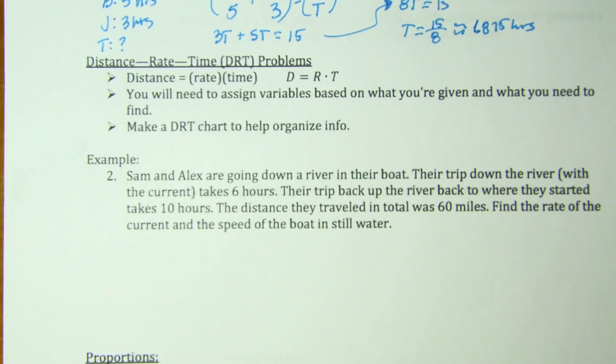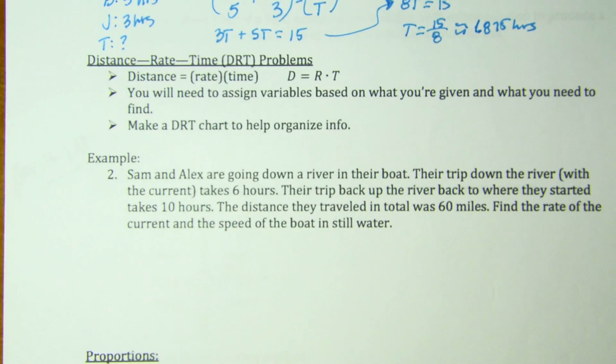Now the next type of word problem we're going to look at is called a distance rate time problem. And this is probably one of the more common problems. In fact, I know we will see this again towards the end of this semester. And we'll be doing this type of problem again. So what we know from physics, very basic physics, is that distance is equal to a rate or speed times the amount of time traveling at that speed.